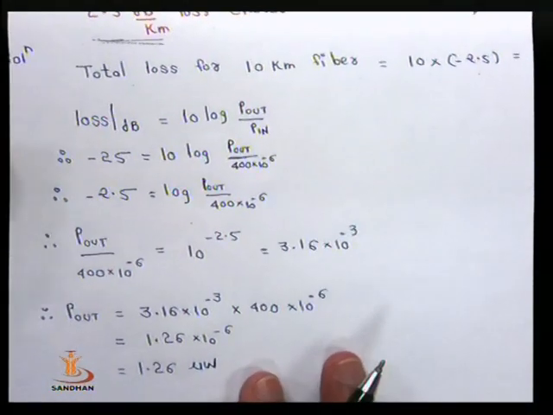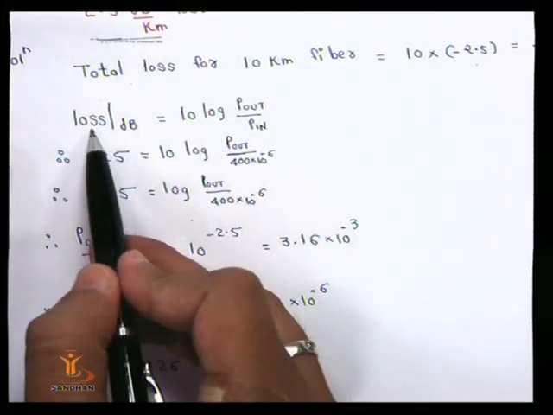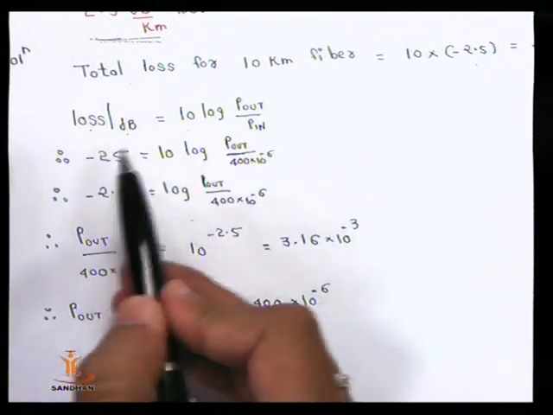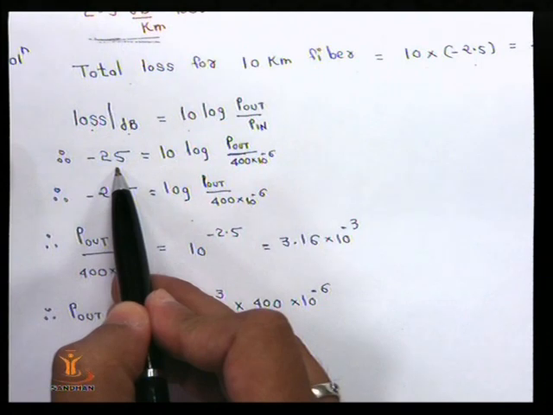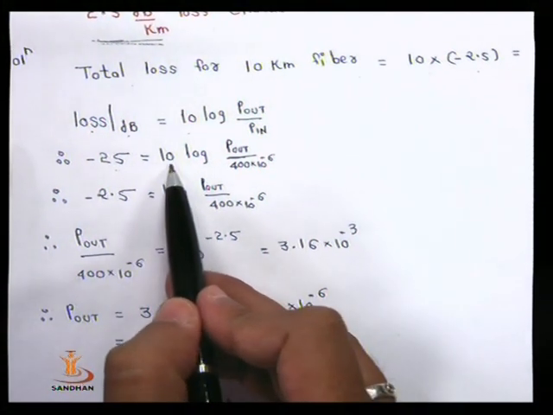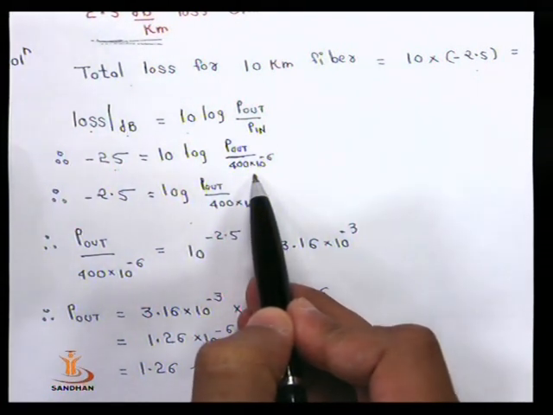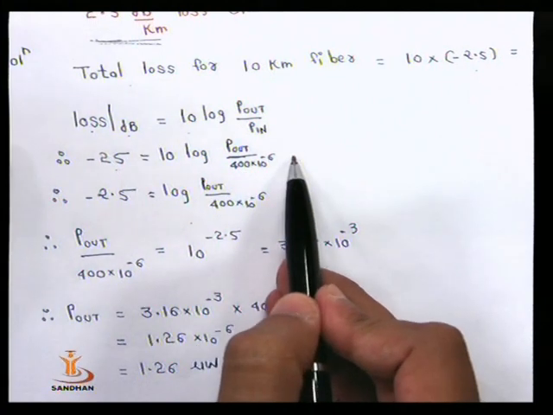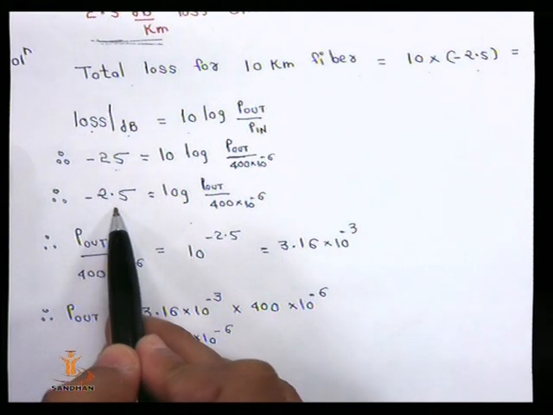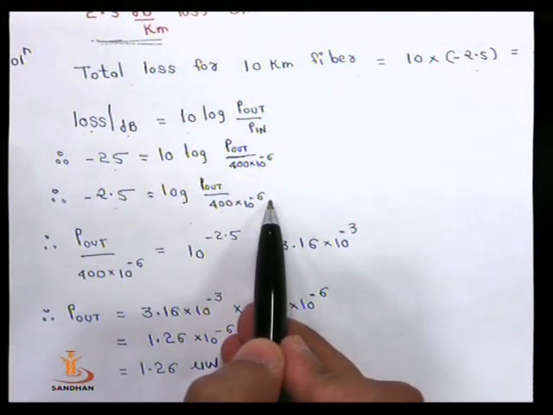Now the formula, as we used in our previous numerical: loss in dB equals 10 log P out by P in. The total loss for 10 kilometer is minus 25, equal to 10 log P out by P in. P in is 400 microwatt, so it is 400 into 10 to minus 6. Now dividing 25 by 10, we get minus 2.5 equal to log P out by 400 into 10 to minus 6.